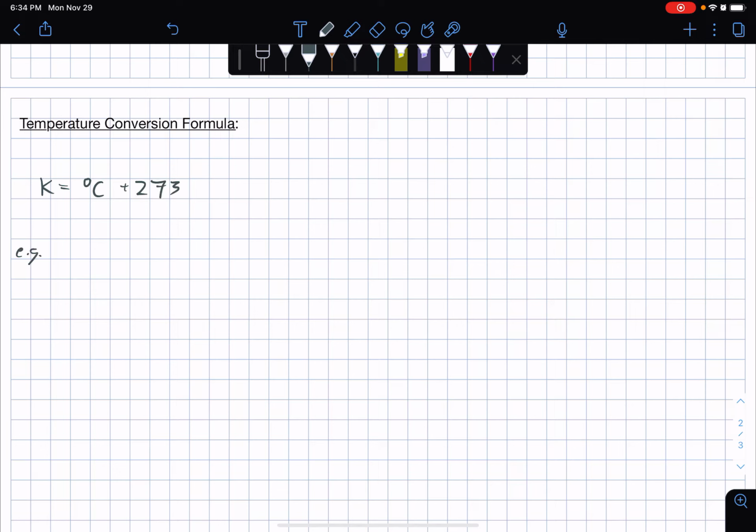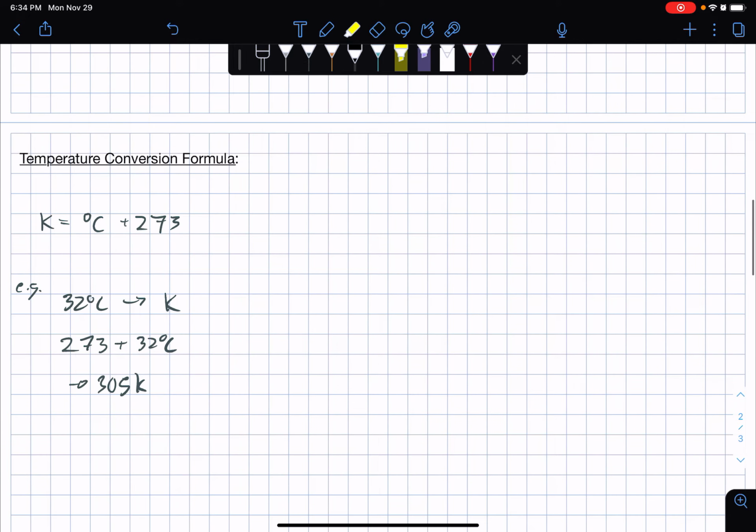For example, you have 32 degrees Celsius. You want to convert it to Kelvin. Therefore, you'll have to add 273 and the quantity of your degrees Celsius, which is 32 degrees Celsius. So 273 plus 32, we get 305 Kelvin. Okay, so we have to take note of this.